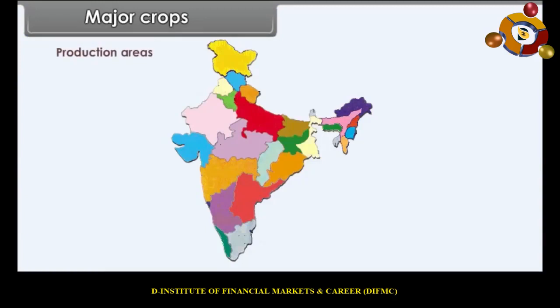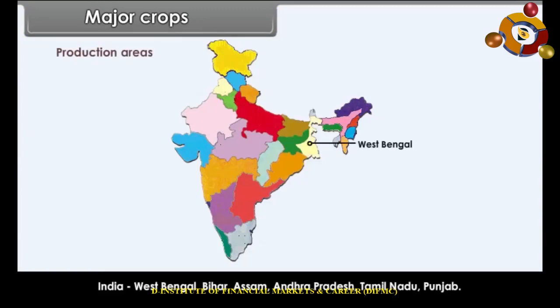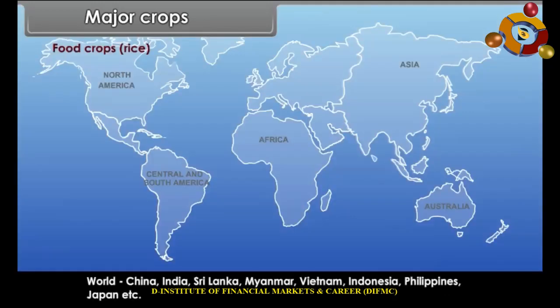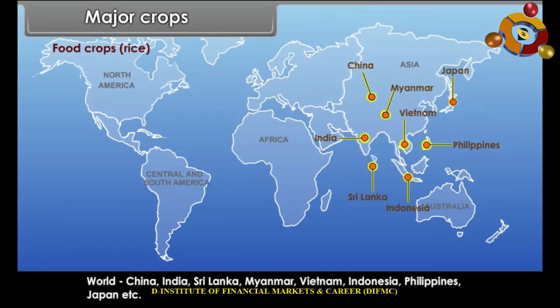Production areas: India, West Bengal, Bihar, Assam, Andhra Pradesh, Tamil Nadu, Punjab. World: China, India, Sri Lanka, Myanmar, Vietnam, Indonesia, Philippines, Japan, etc.